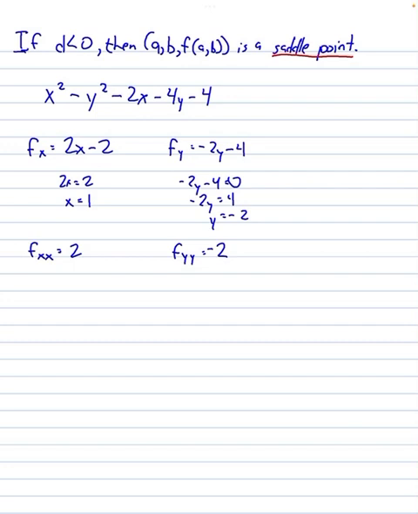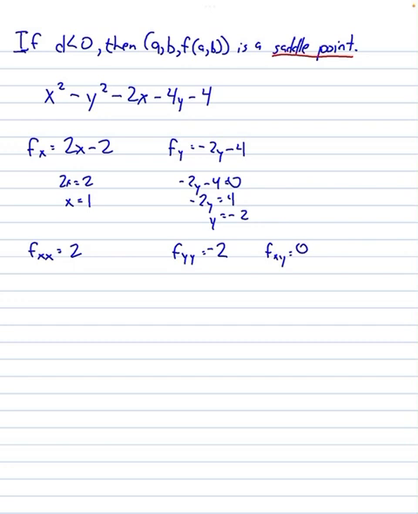Now, if we remember the formula, we have to do one more thing. We have to find the partial derivative with respect to xy, which we don't have. That's going to be 0. We don't have anything in our function that has the x and y, when we use this test.